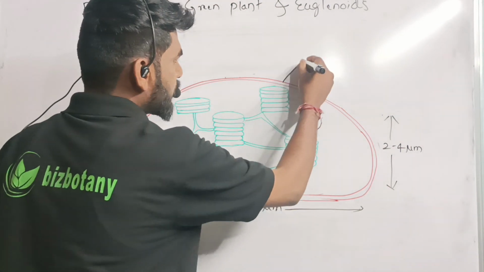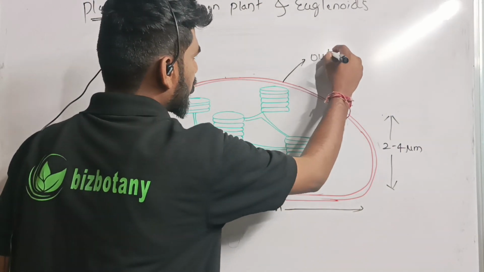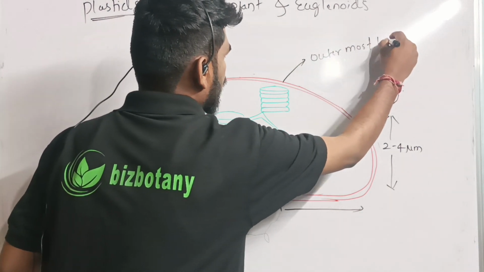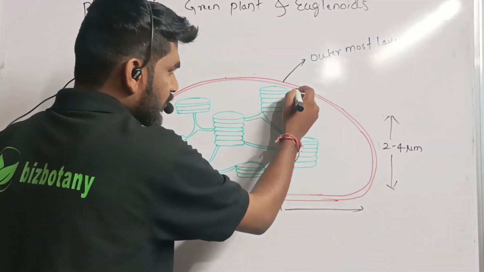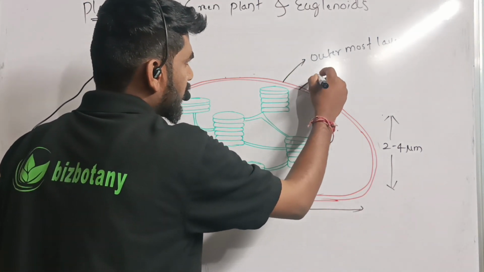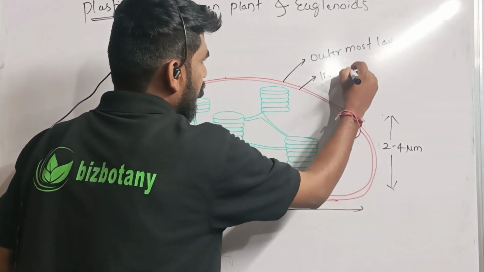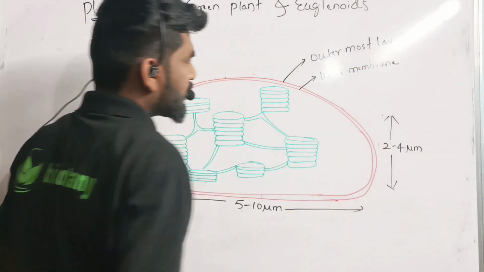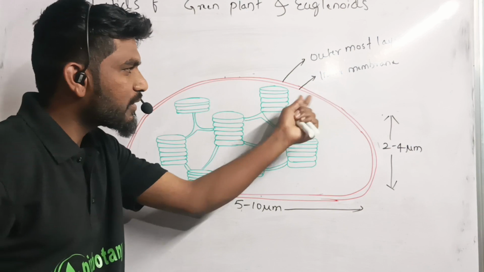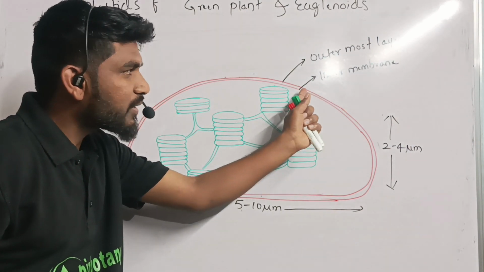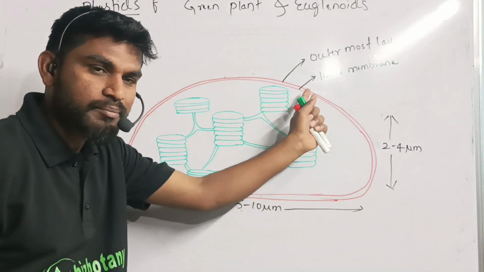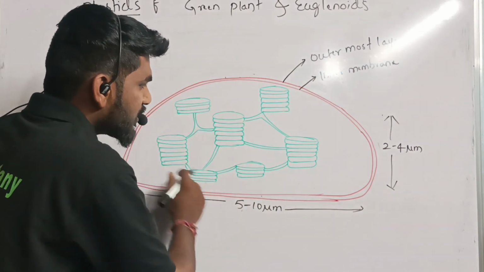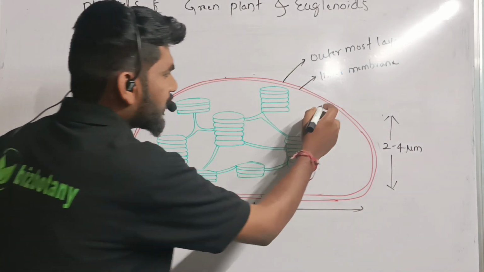The outermost layer we are calling the outer membrane, and the inner layer we are calling the inner membrane. The inner membrane is less permeable to materials. Inside the inner membrane we have space. This space we are calling the stroma.